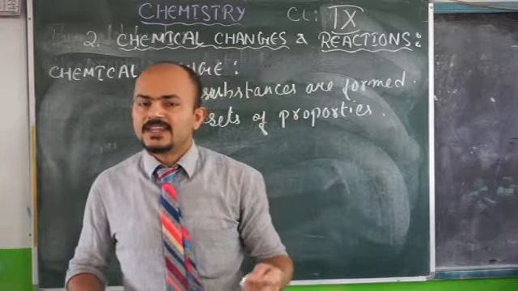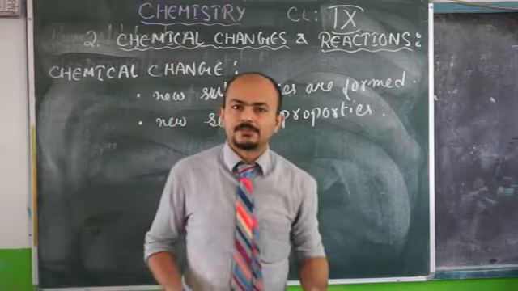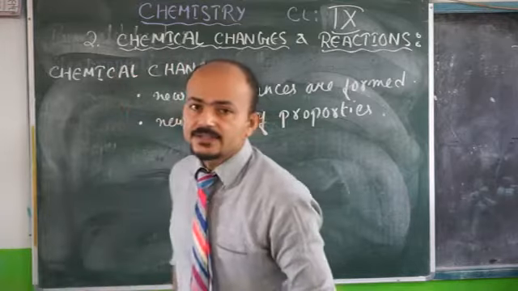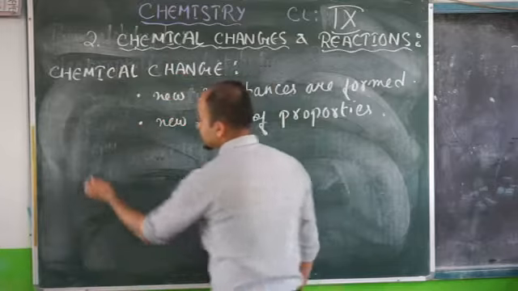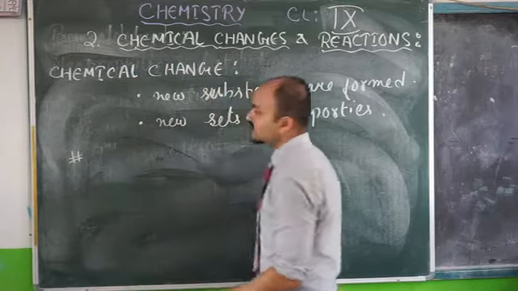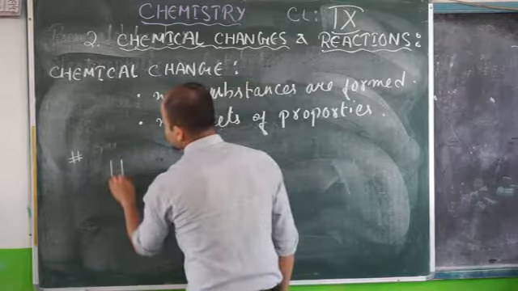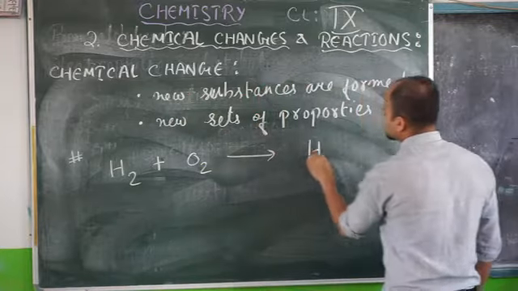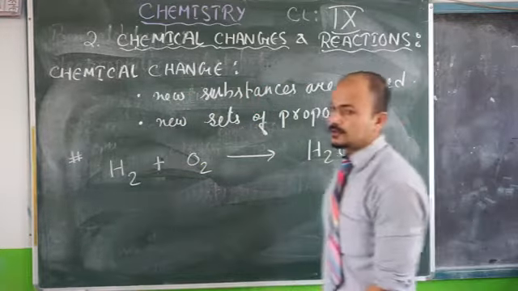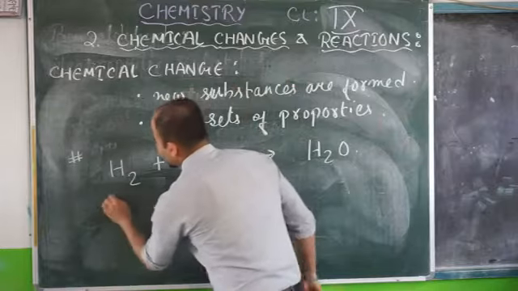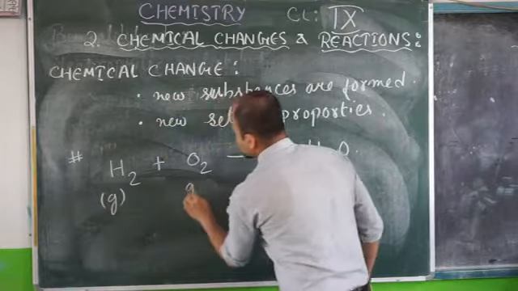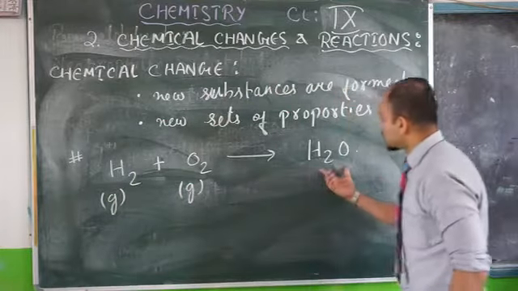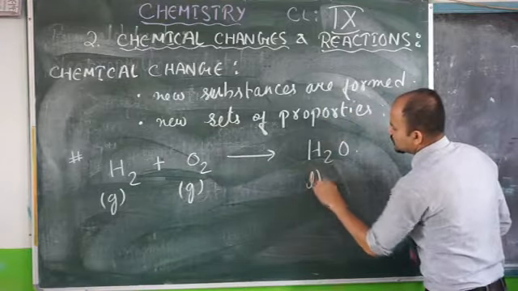That means the previous bonds are broken in the reactant side, and in the product side new bonds are formed. So let's discuss the most common example that we see in our daily life, the formation of water molecule. Let's discuss chemical change with an example. Hydrogen reacting with oxygen to give water molecule. Hydrogen is a gas. Oxygen is also a gas. These two are reacting, and this is your product, and this product is liquid.